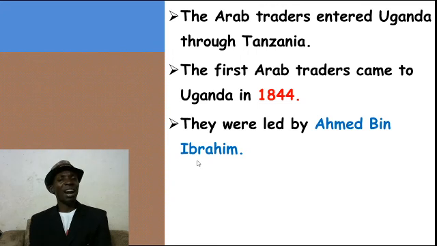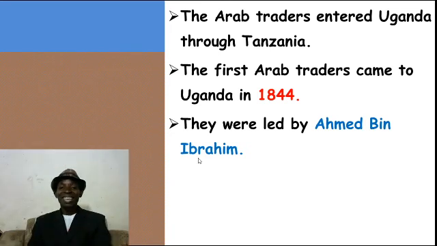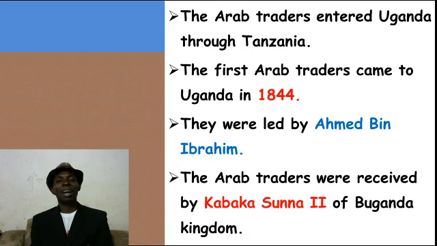Why do we remember Ahmed bin Ibrahim? You say Ahmed bin Ibrahim was the first Arab trader to come to Uganda, in 1844. The Arab traders were welcomed by Kabaka Suna the second. The Kabaka that welcomed the first Arabs in Uganda was called Kabaka Suna.